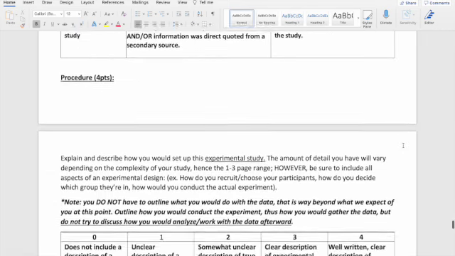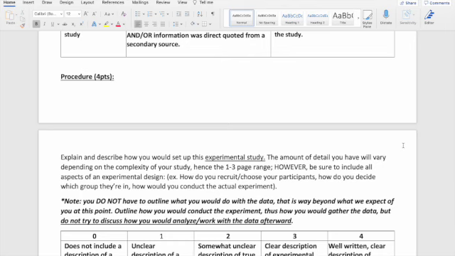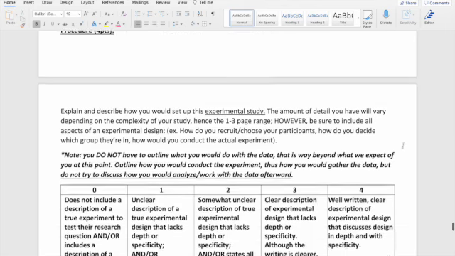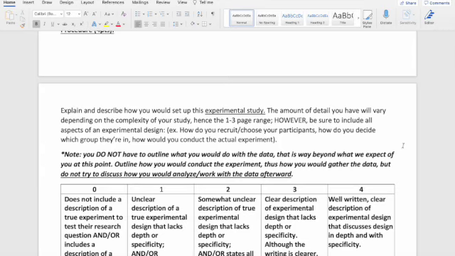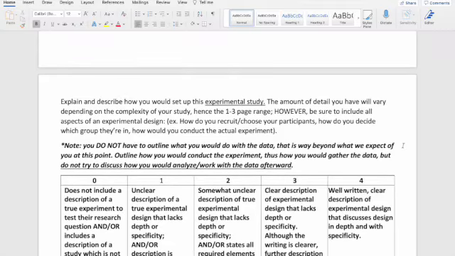And lastly, you'll need to discuss the procedure for this experiment, which is how you would set up the study. For this section, the amount of detail really depends on what you're doing, as some experiments can be quite simple. Just keep in mind that there are certain aspects of an experimental design that must be present and need to be outlined in this assignment. So for example, you'll need to discuss how you recruited your participants and how you decided who will be in what group, control versus experimental, and of course how you would go about conducting the experiment.